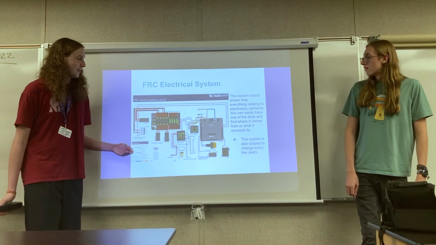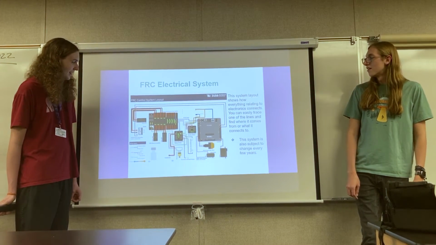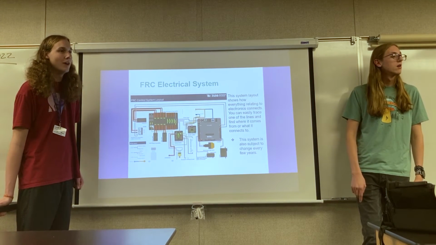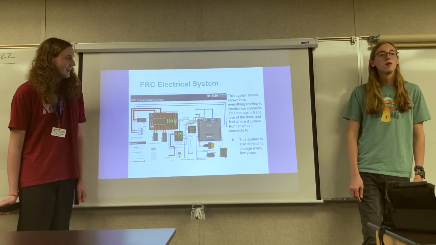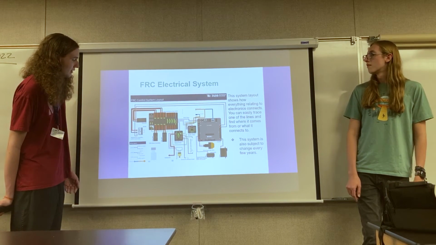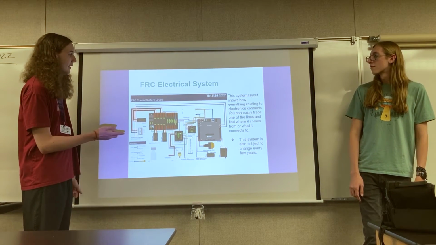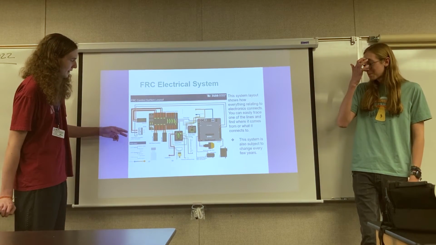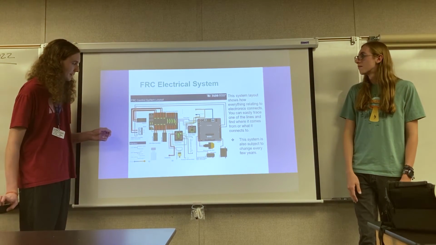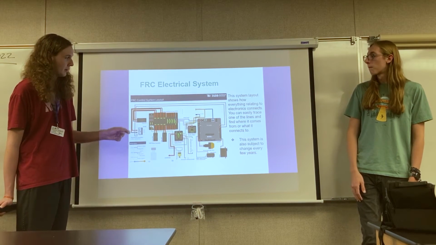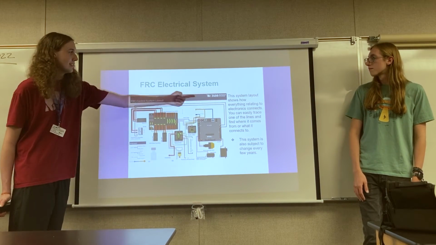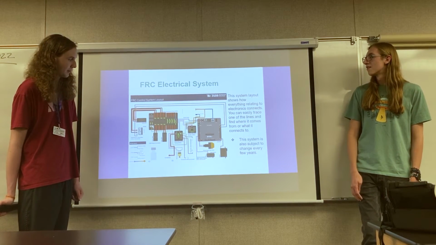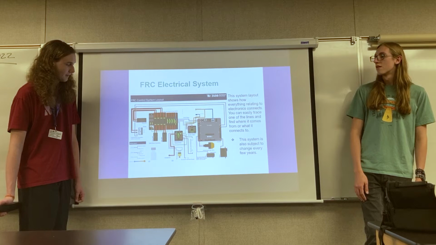Here's a very simple diagram. This kind of looks a little overwhelming at first, but it has the wiring for pretty much anything on the robot and the path that it goes. It's been very helpful for our team to follow where different things go. It's a good guide for when you forget where things go and to just wire the robot up.